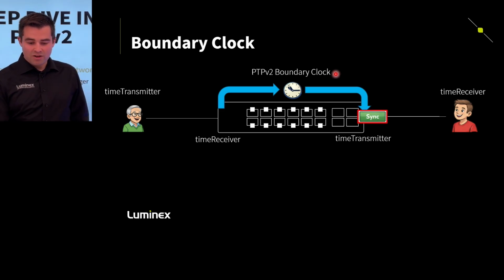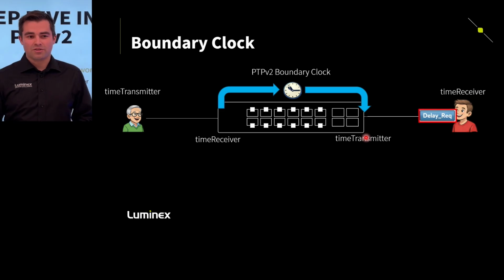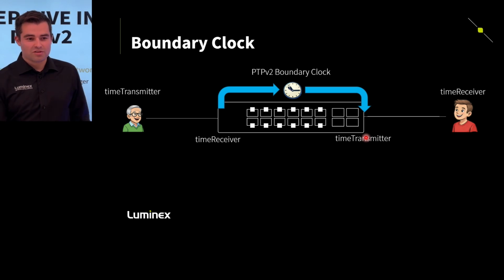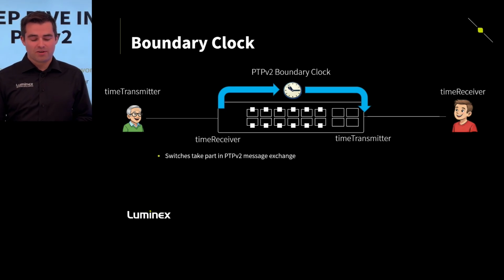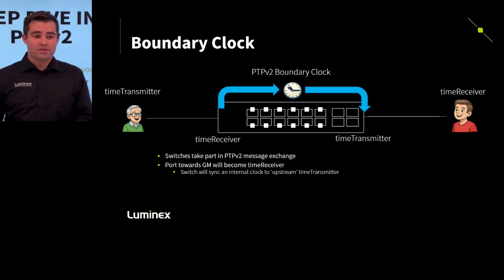Next up, this value is used on the other sides, on the downstream sides, to do exactly the same thing and make sure that the time receivers downstream use the same time reference and can also update their clock. This time, this is done to the clock of the switch, which in turn was already synced to the clock of the time transmitter upstream, the grandmaster. So switches in this mode take part in the whole message exchange. The port towards the grandmaster will become a time receiver port.